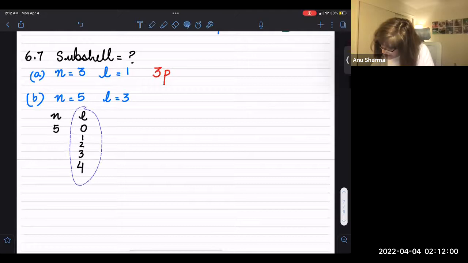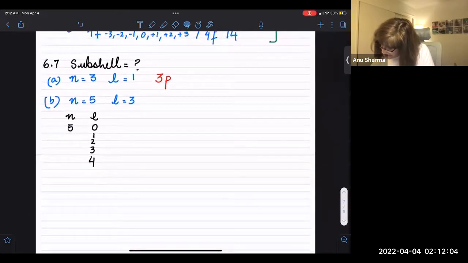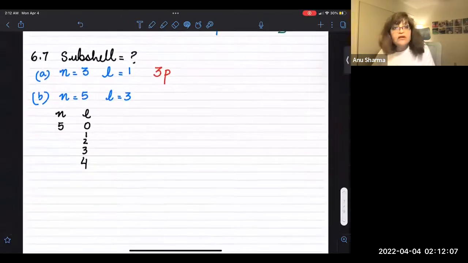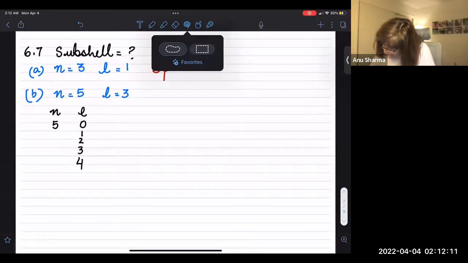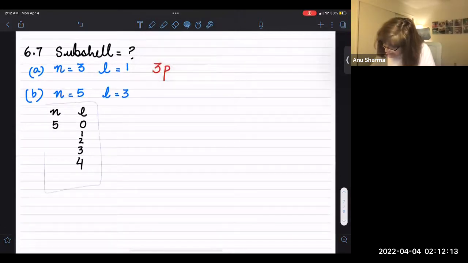So I'm going to just make this small. It's just a matter of space and it's not letting me. Come on, move. Okay, maybe it doesn't want to do it. Okay, let's do it on a different page.